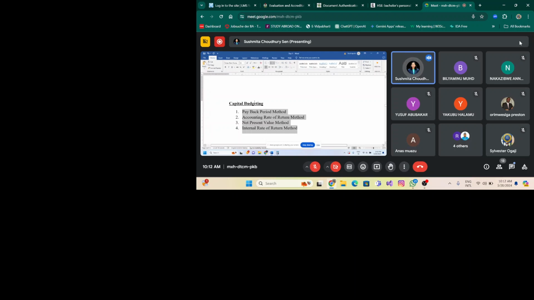So of course with the name itself you can understand that here generally we compare more than one project and we try to identify by the logic of payback period method or by the logic of accounting rate of return method or by the logic of NPV or IRR which project is going to be beneficial. So here after this I am going to discuss each method of evaluation of project, starting with the first one, that is the payback period method.